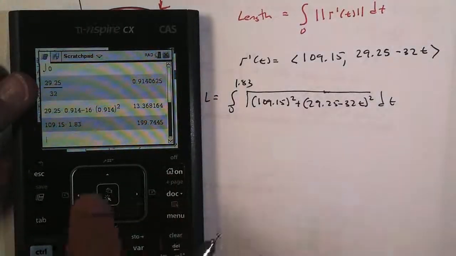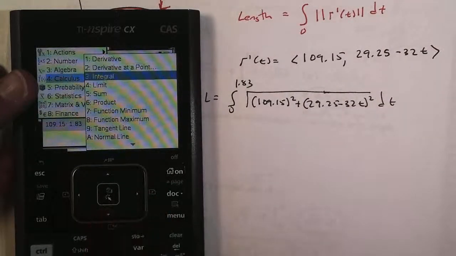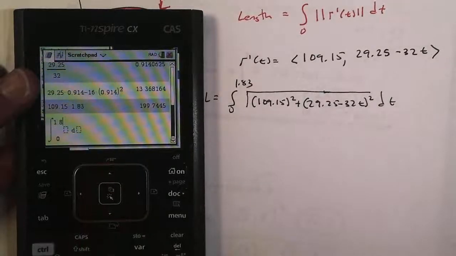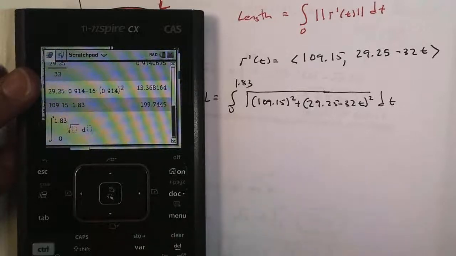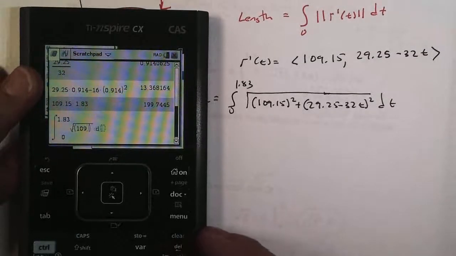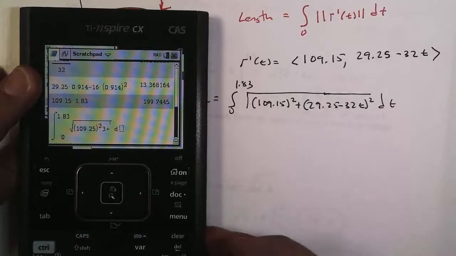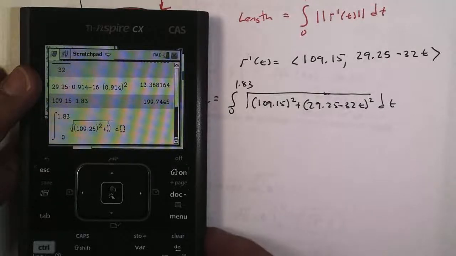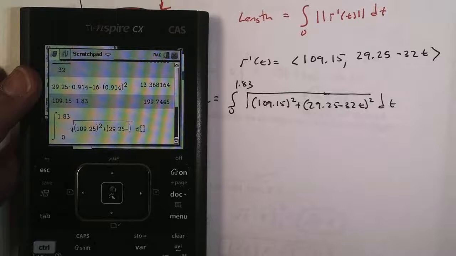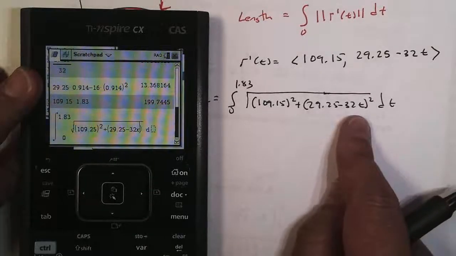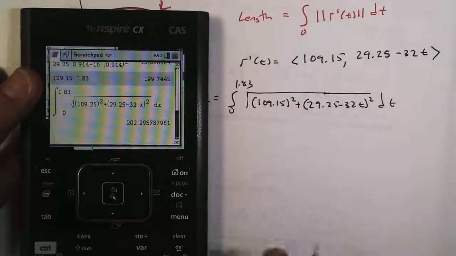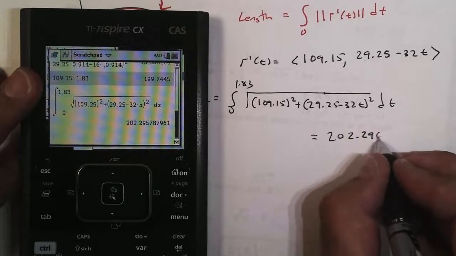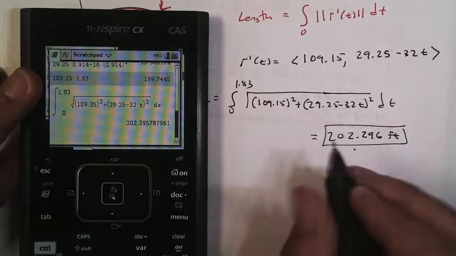Now again, I'm going to go back to my home screen, which I am, menu, calculus, looking at that integral from 0 to 1.83, the square root of, nope, don't want to delete it all, clear, there we go, the square root. And I'm going to use parentheses so I don't make a mistake, 109.15 squared plus, open up another parenthesis, 29.25 minus 32x. I'm going to use x this time. I could use t if I wanted to, but I'm going to use x, squared. I just have to make sure that this is also an x, your differential, dx, and I get 202.296 feet. And that is the total distance that ball traveled right there.